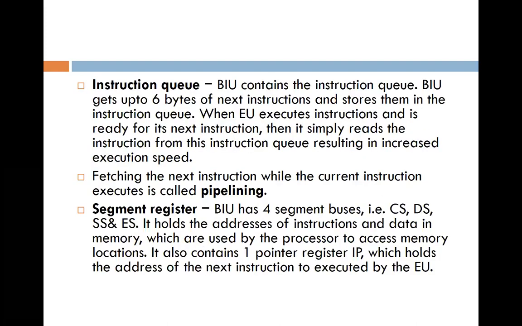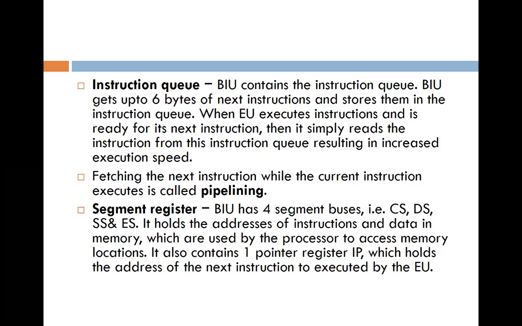Instruction queue: the BIU consists of the instruction queue. The BIU gets up to 6 bytes of the next instruction and stores them in the instruction queue. Whenever the execution unit is ready for its next instruction, it simply reads the instruction from the instruction queue, resulting in increased execution speed. Fetching the next instruction while the current instruction is executing is called pipelining.